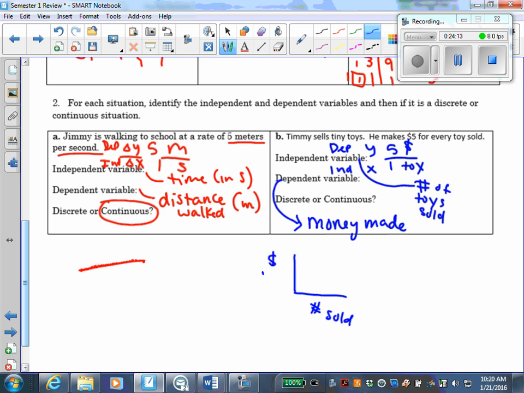He could sell 0 and have $0. If he sells 1, he'd have $5. If he sells 2, he would have $10, etc. There are no points in between these points. He jumps from 0 to 1, and from 1 to 2, and from 2 to 3, or from $0 to $5, $5 to $10. We do not go through every point in between, which means this is a discrete situation. You can't sell half of a toy or 0.3572 of a toy, only whole numbers, which makes it discrete.